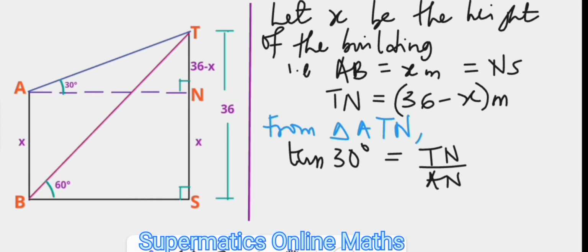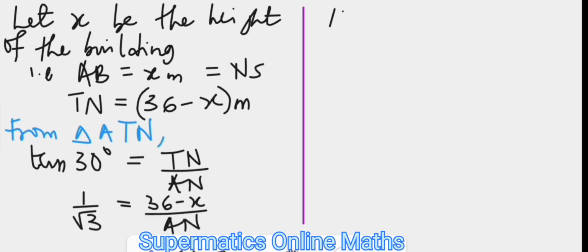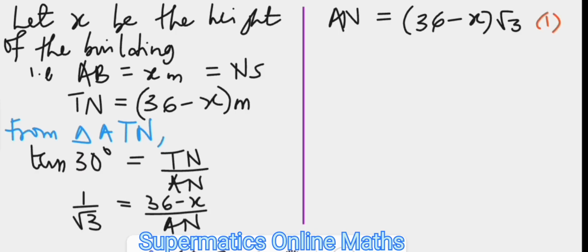The tangent of the angle 30 degrees is 1 over root 3, and that's equal to TN, which is 36 minus x, divided by AN. So by the cross product property, the length of the side AN is going to be (36 minus x) root 3. We're going to keep this one as equation 1.